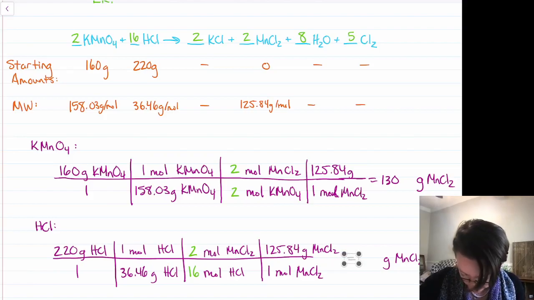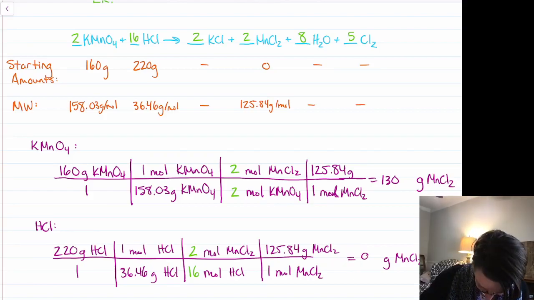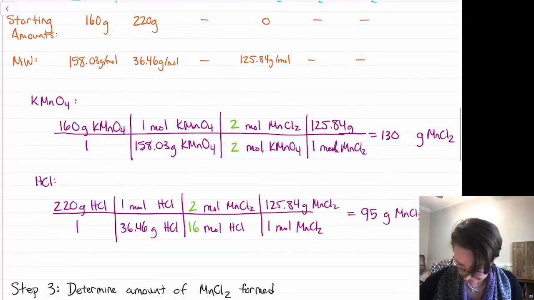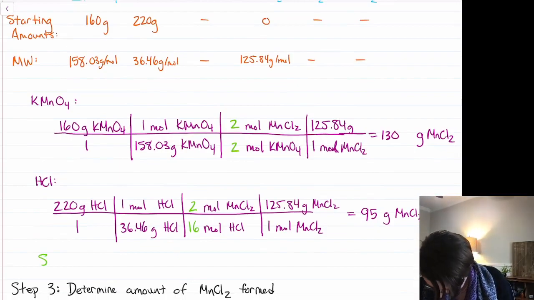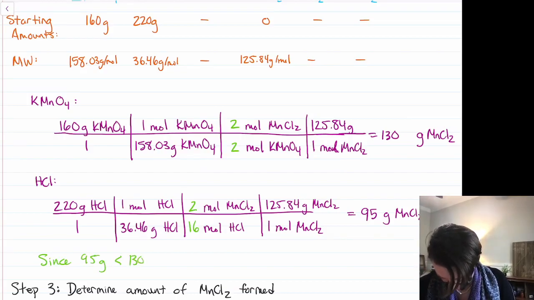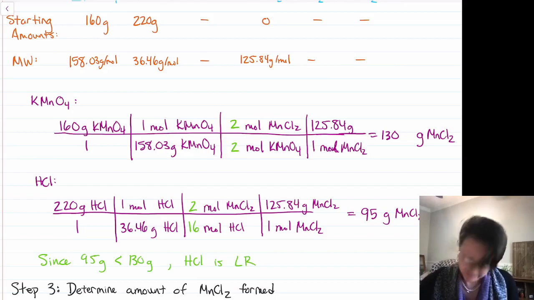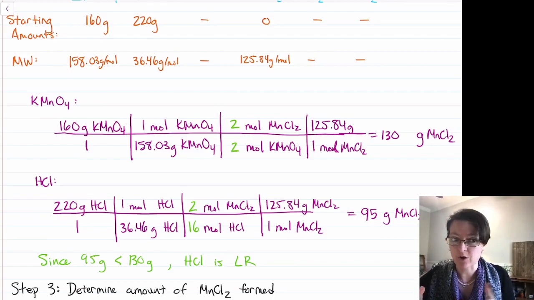When we do the math here, we are going to find out that actually, according to the HCl, we are only able to form 95 grams of our manganese chloride. And so based on that fact, we can say that since our 95 grams is a smaller amount than 130 grams, HCl is going to be the thing that runs out first. And that means that HCl is our limiting reagent. And so conceptually, what's happening here is we're going through a journey for each of the ingredients of a recipe and figuring out what's going to happen as the recipe goes along.